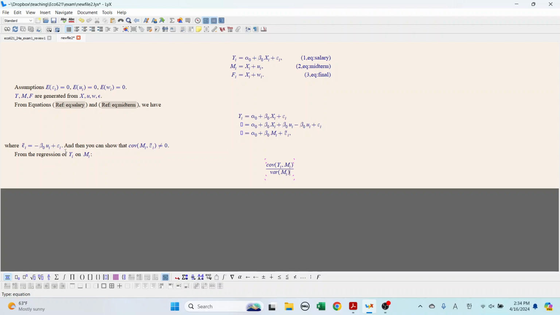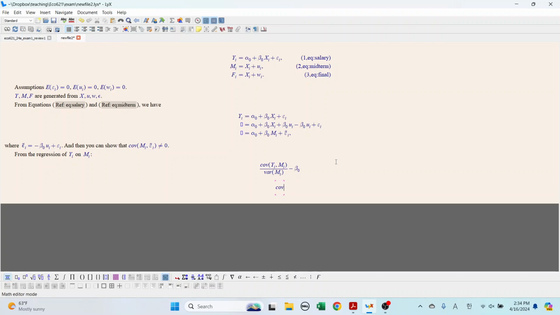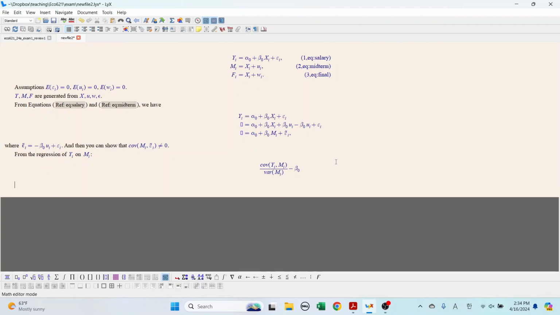So when you regress y on m, you are going to estimate this as the coefficients. We hope this equals beta 0, but here it's different. The difference is the bias, right? So then let's calculate this difference, that is the bias. To calculate that, let's calculate each term.